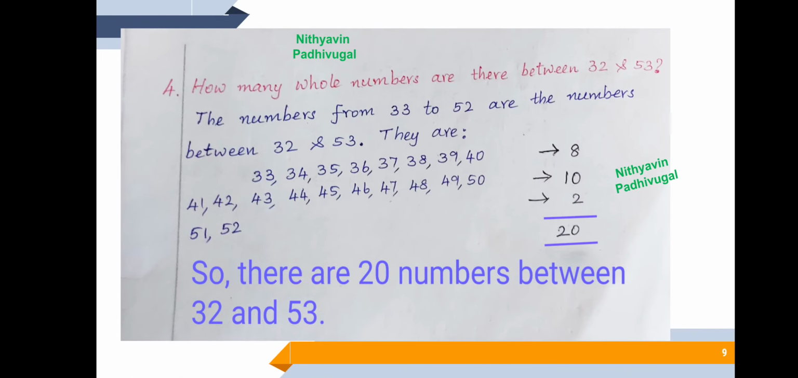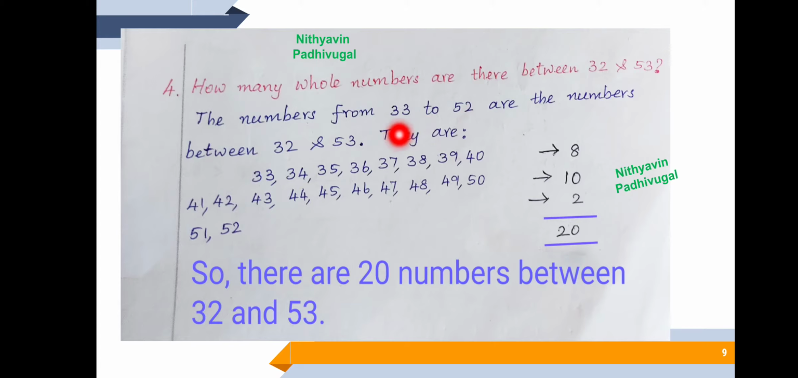So what are the numbers lying from 33 to 40: 33, 34, 35, 36, 37, 38, 39, 40, totally 8 numbers. From 41 to 50 we have 10 numbers, and then 51 and 52 we have 2 numbers. Totally 10 plus 8 plus 2, which is equal to 20 numbers. So there are 20 numbers between 32 and 53. You can write as there are 20 numbers from 33 to 52.